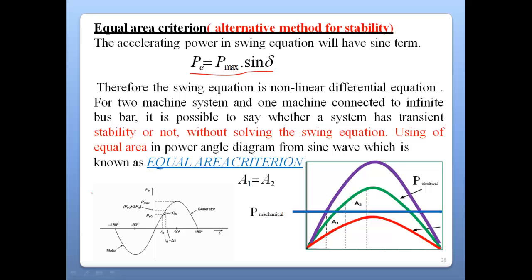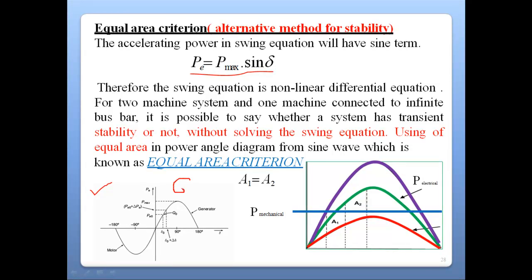Suppose we have a graph from a power flow or swing equation like this. Here is the generator portion, which we have already studied in the previous lecture. This curve represents a motor. Now if we consider only the positive part as a synchronous alternator or generator part, consider that this is a base value of mechanical power which is taken as a reference. Now we have three possibilities.